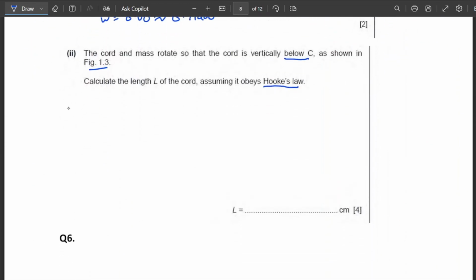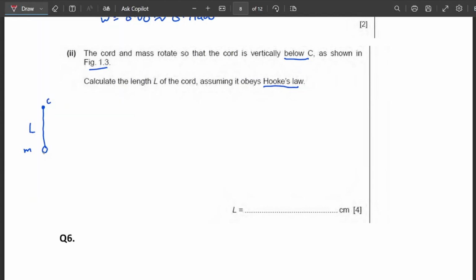If I just draw my system over here, this right over here is my C, and that right there is my mass M. Now, of course, there is some tension in the string at this point. Why do I know that? Because there is an extension. That extension causes the cord to be stretched into some new length L. The original length was 13 centimeters. Now it's some length L. I don't know what that L is, but due to that extension, I know that there's going to be a tension in the cord.